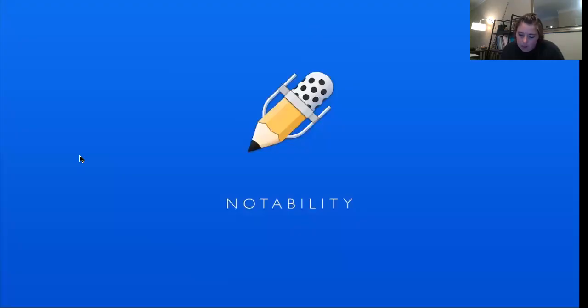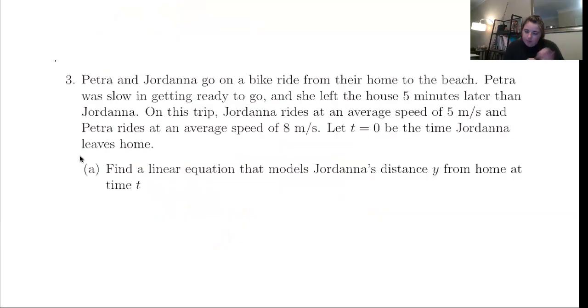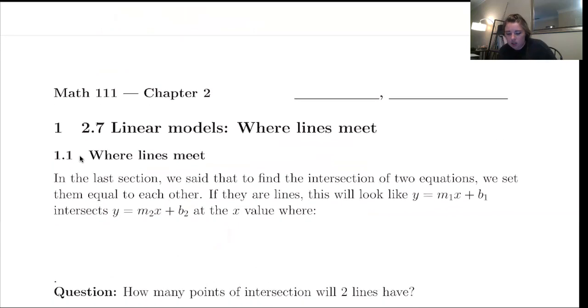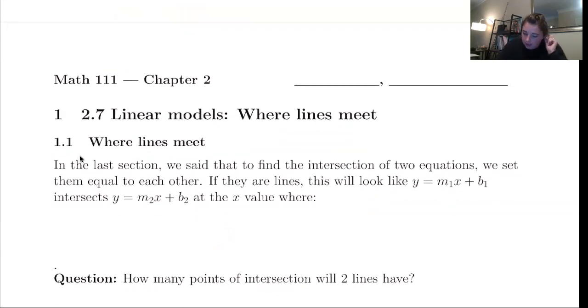Okay, cool. So now we're going to start on to 2.7 because this is kind of connected to the exit slip that we talked about last class, right? I know we only have a few seconds, 10 minutes. But so this is where lines meet.